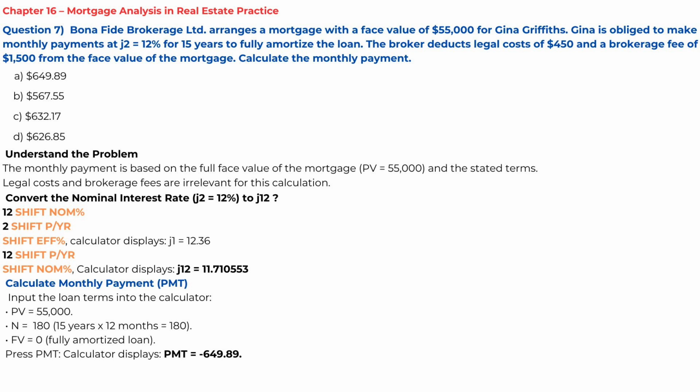Convert the nominal interest rate, J2 equals 12%, to J12. 12 Shift NOM, 2 Shift PYR, Shift Effective, calculator displays J1 equals 12.36%. 12 Shift PYR, Shift NOM, calculator displays J12 equals 11.710553%. Calculate monthly payment PMT. Input the loan terms into the calculator. PV equals 55,000. N equals 180, 15 years times 12 is 180. FV equals 0, fully amortized loan. Press PMT, calculator displays 649.89. So our payment is 649.89. Therefore, the correct answer is A.